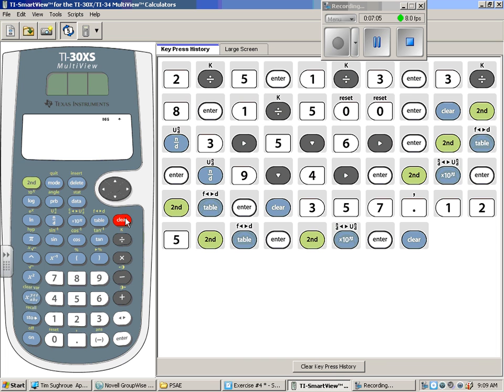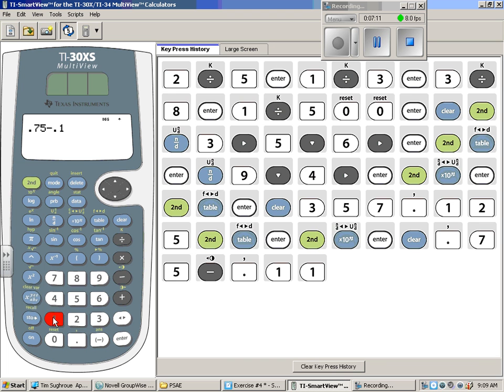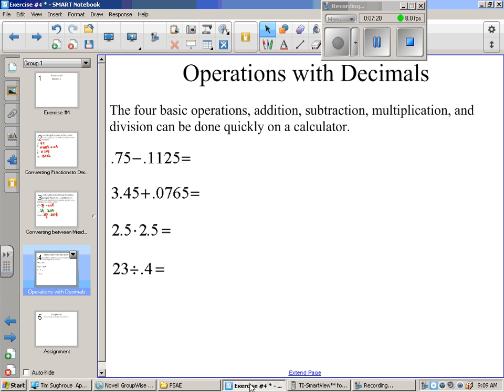Okay, to type these into the calculator, first of all, we'll clear this out. 0.75, and we're going to subtract 0.1125. Hit enter, and we get 0.6375. Okay?